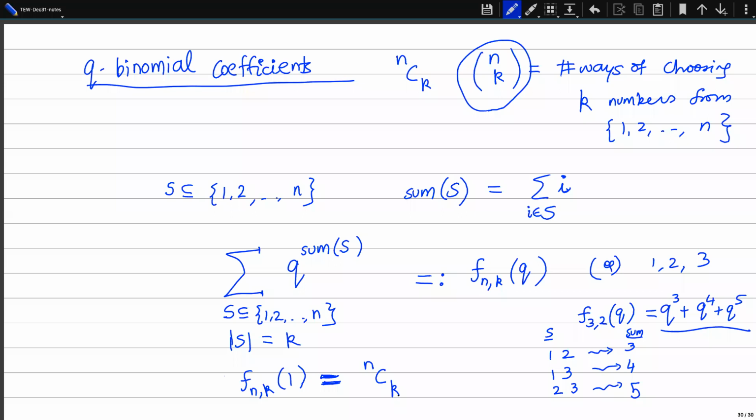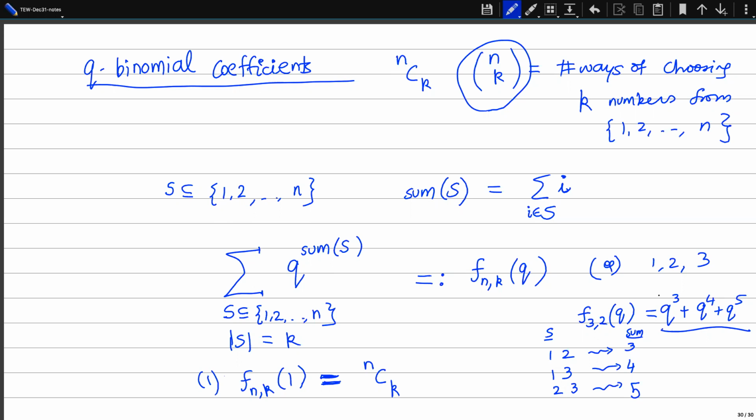Because for each way of choosing k things, I get one monomial, q power that. But when I put q equal to 1, that monomial just becomes a 1. So for each choice, I get a contribution of 1, and the total number of choices is exactly n choose k. So that's the first observation. Instead of n choose k, for every choice there is some monomial. It's become a thickened version, as it's sometimes said. Each number has been converted into a monomial.